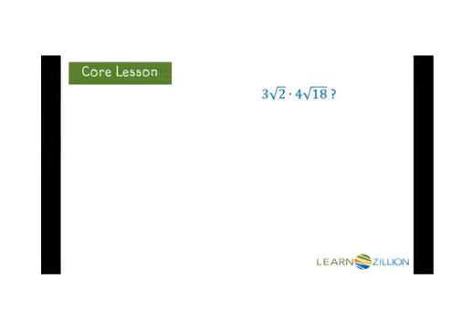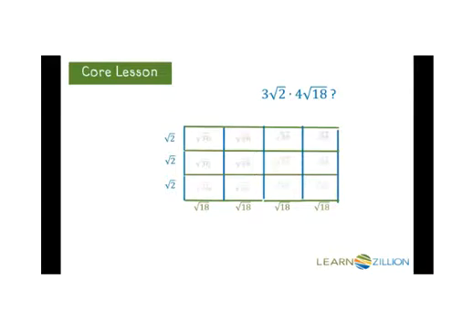Let's practice one more just for good measure. Here we have 3 square roots of 2 times 4 square roots of 18. Again, we can write this out in an array. As we write out our rectangle, on the left we see the square root of 2, on the bottom we see the square root of 18, and when we multiply the square root of 2 times the square root of 18, we get the square root of 36. Here we have 12 of them, which gives us 12 square roots of 36.